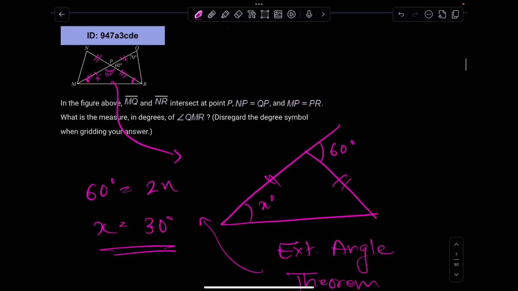Moving forward, okay. In the figure above, NQ and NR intersect at some point. NP is equal to QP, MP is equal to PR. What is the measure in degrees of angle QMR? Disregard.